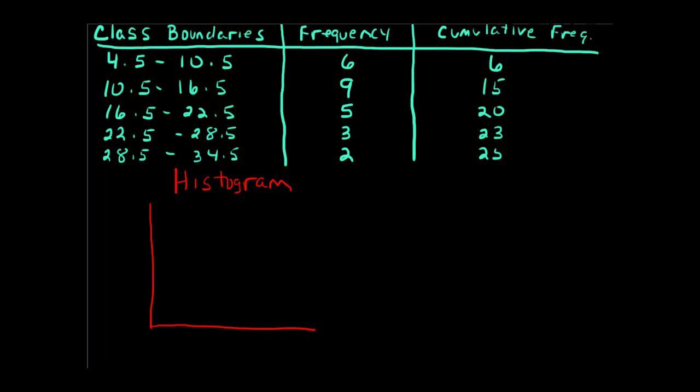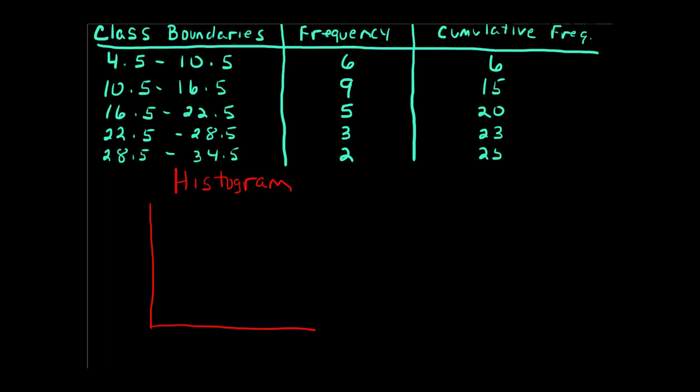Welcome back. We're going to construct graphs based on the frequency distribution we constructed in the last video. And the two graphs we're going to create today are a histogram, a contiguous bar chart representing class boundaries and their associated frequencies, and an ogive, which is like a line graph plotting boundaries and the cumulative frequencies.